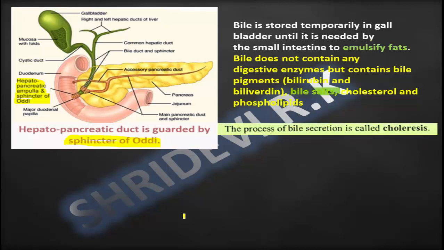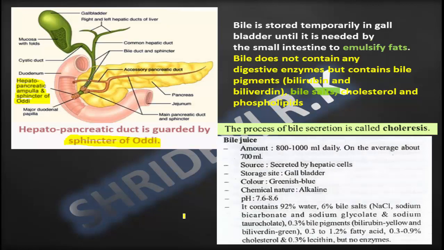Then moving to the next one. The process of bile secretion is called choleresis. What is the name for the process of secreting the bile juice or bile? It is called choleresis. And here is the composition of bile juice. The details about the bile juice. What are the different salts present in the bile juice? How much quantity of the bile juice is produced on average? Which are the cells secreting the bile juice? So let us concentrate on the composition and other details of bile juice.